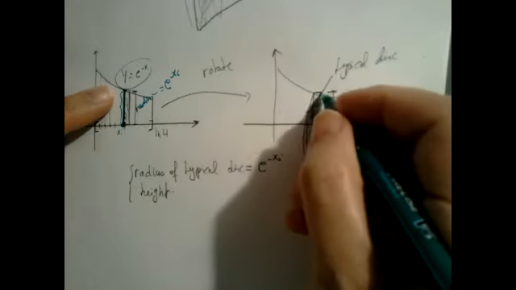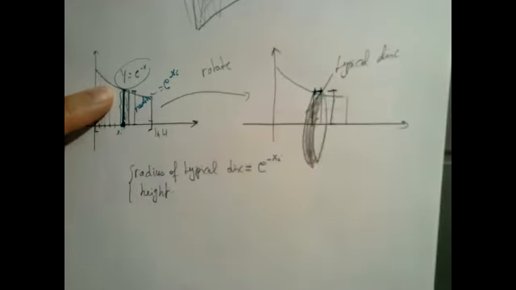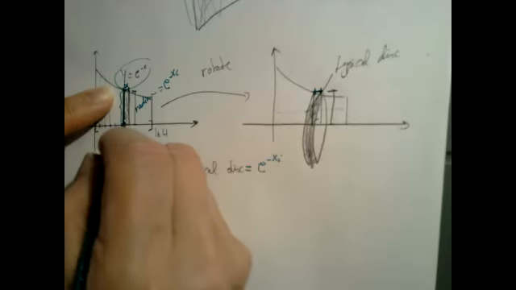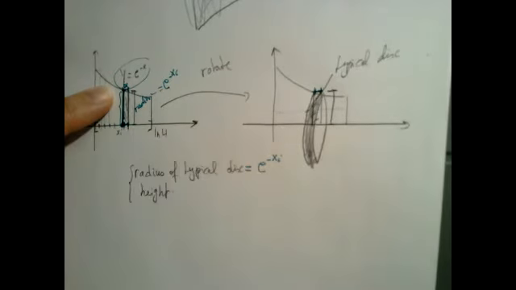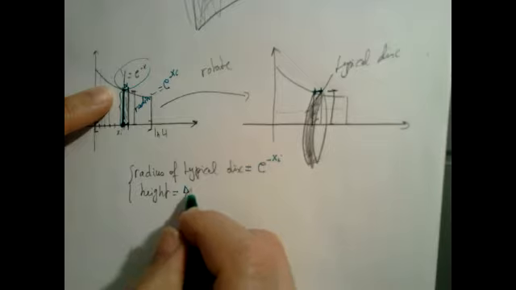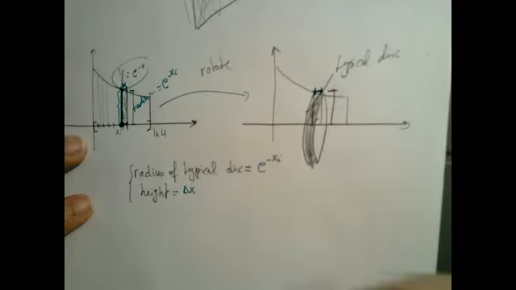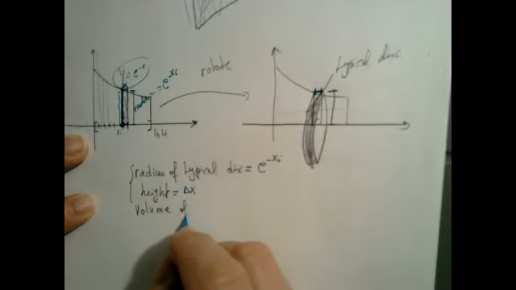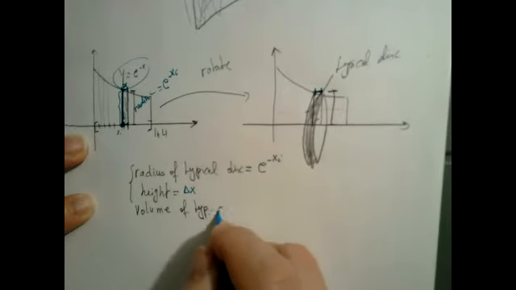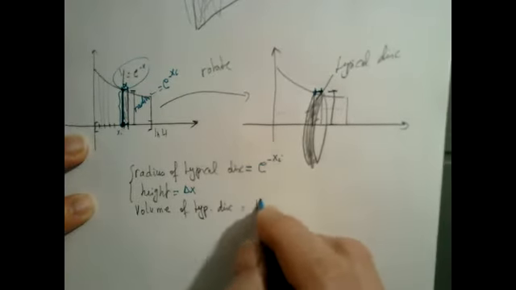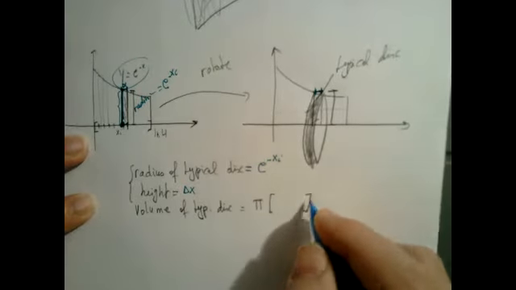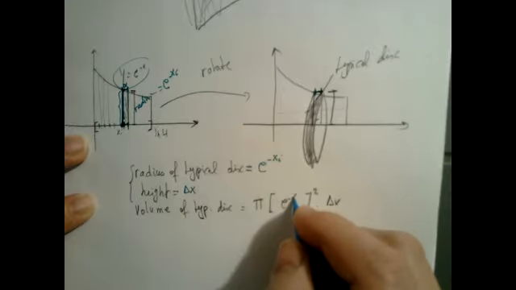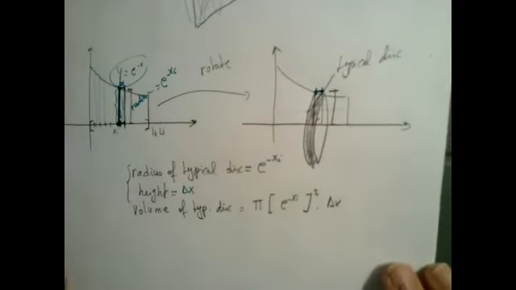The height, when I rotate, this is the height. It's very, very thin. So the height here is delta x. It's a very thin disk, like a quarter almost. The height is delta x. Okay. So the volume of a typical disk is going to be pi times the radius squared times the little height. And that's my radius.